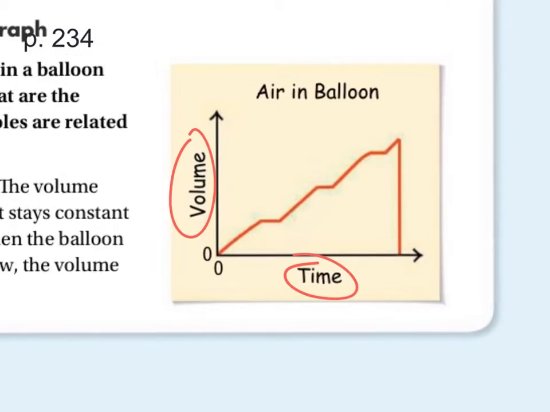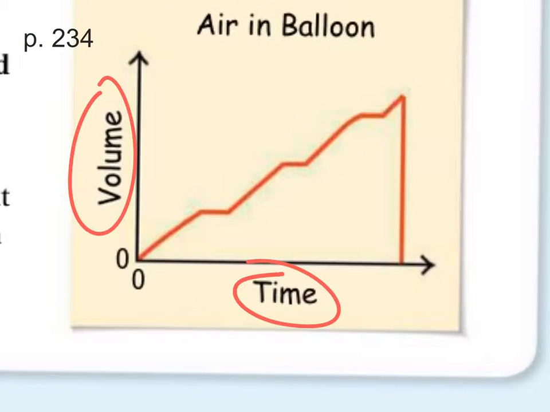And then notice these little sections that go straight across. What's happening at those points is the volume is staying the same. Time keeps going, but the volume stayed the same. So that's where they're holding the balloon shut, but they have to take a breath before they can blow into the balloon again. And then you can see at the end here, I don't know if this would be quite instantaneous, but pretty quickly the volume's going down to 0 whenever the balloon pops.